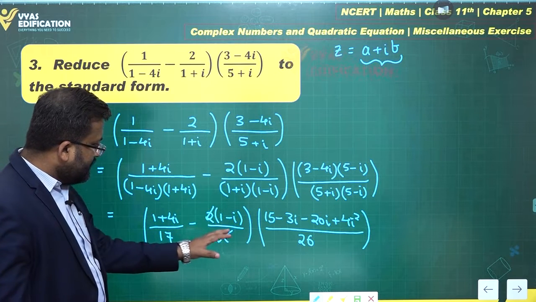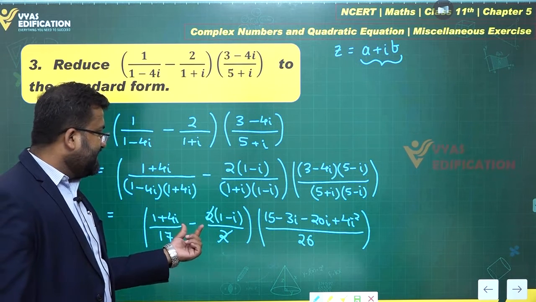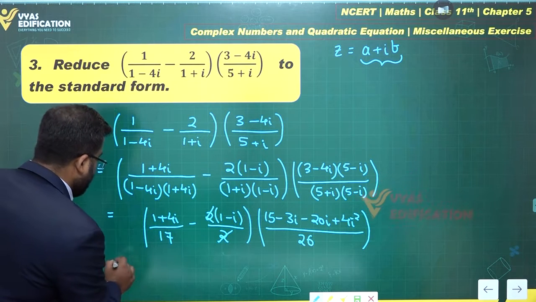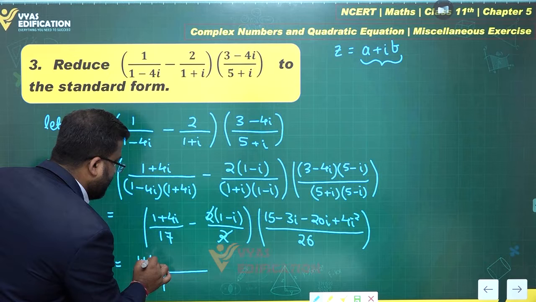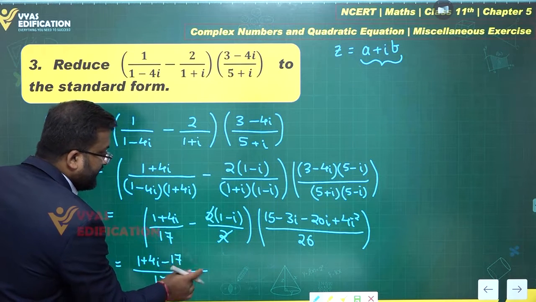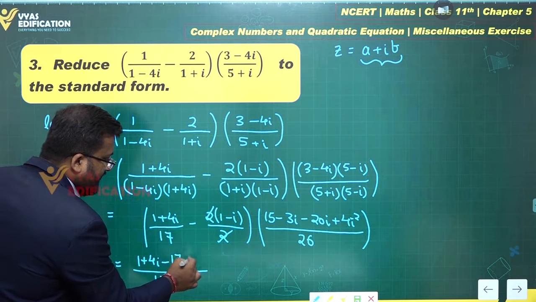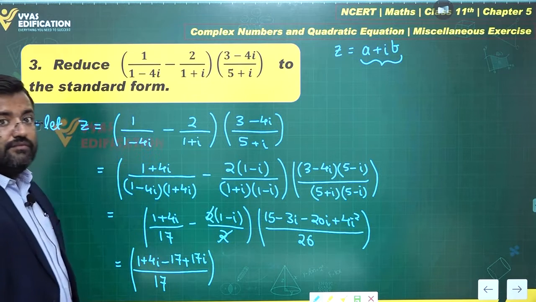And first, what I'll do is take the LCM over here between these. Yes, let's take the LCM of 17 over here. What we get in the denominator is 17. This is 1 plus 4i and minus 17 times this would be minus 17 plus 17i. This is what I'm getting over here. Can you please note that?